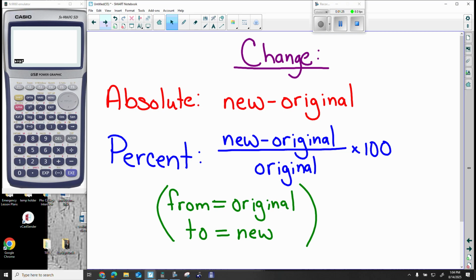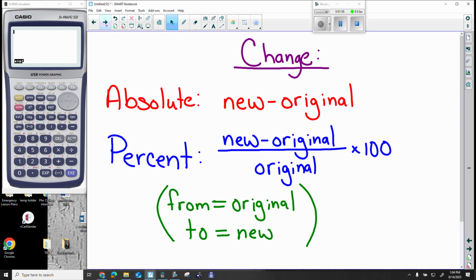Where a percent change will give you a percentage of what it started as. The tuition at Arizona State University increased by 3% this year. That would be a percent change. It didn't give you the number of dollars that it increased. It gave you the percentage of what it was increased. It increased 3%. All right.